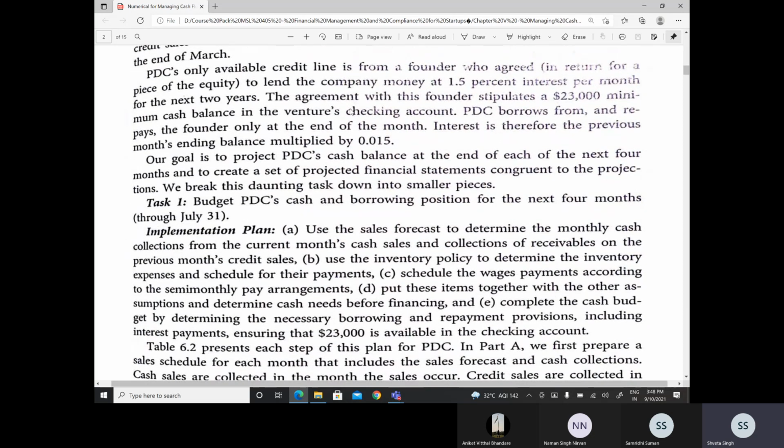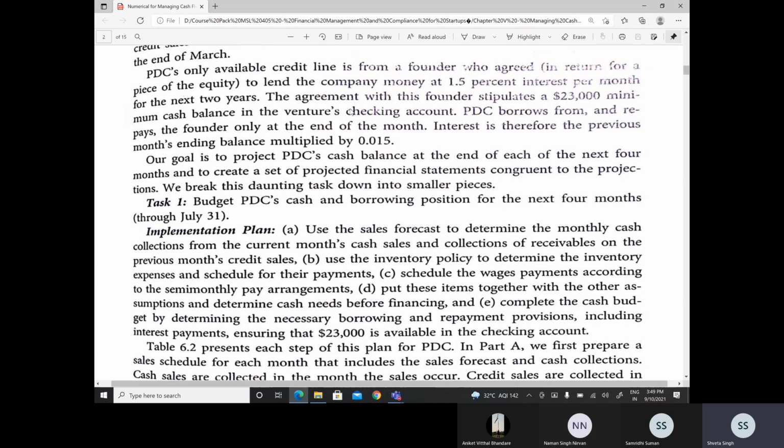Now, PDC's only available credit line is from a founder who agreed, in return for a piece of the equity, to lend the company money at 1.5% interest per month for the next 2 years. The agreement with this founder stipulates a 23,000 minimum cash balance in the venture's checking account. PDC borrows from and repays the founder only at the end of the month. Interest is therefore the previous month's ending balance multiplied by 0.015 or 1.5%.